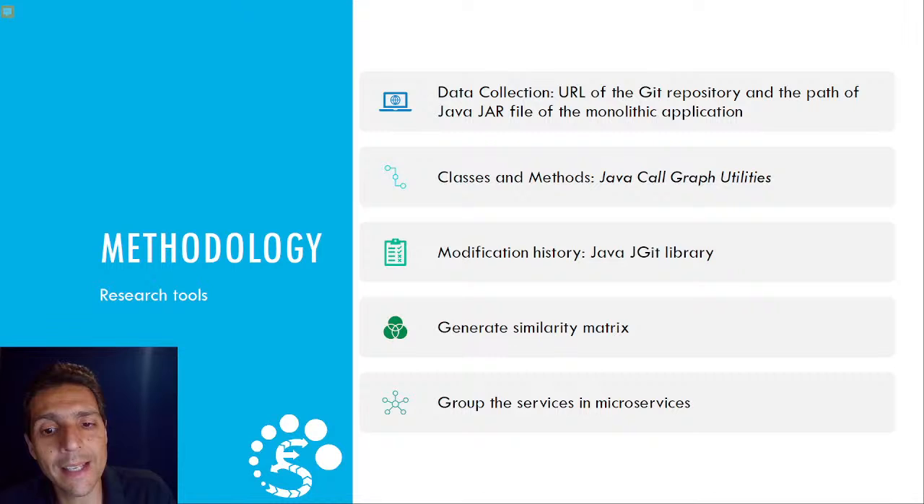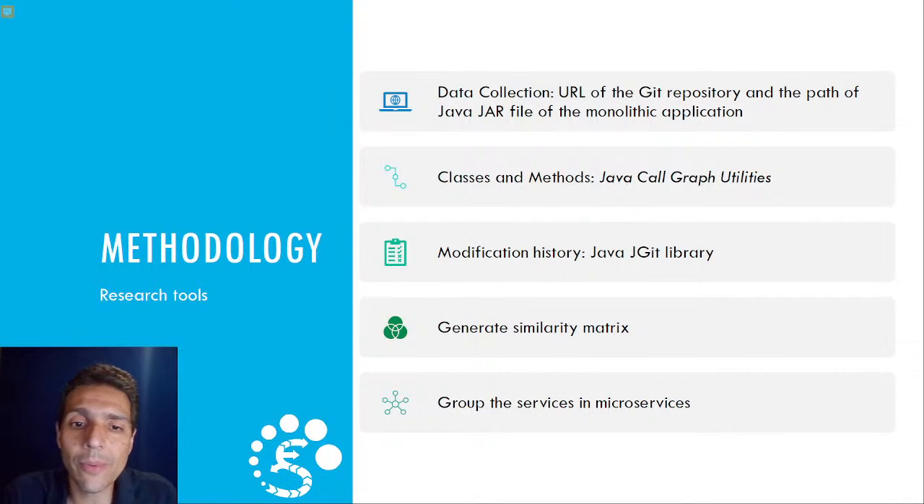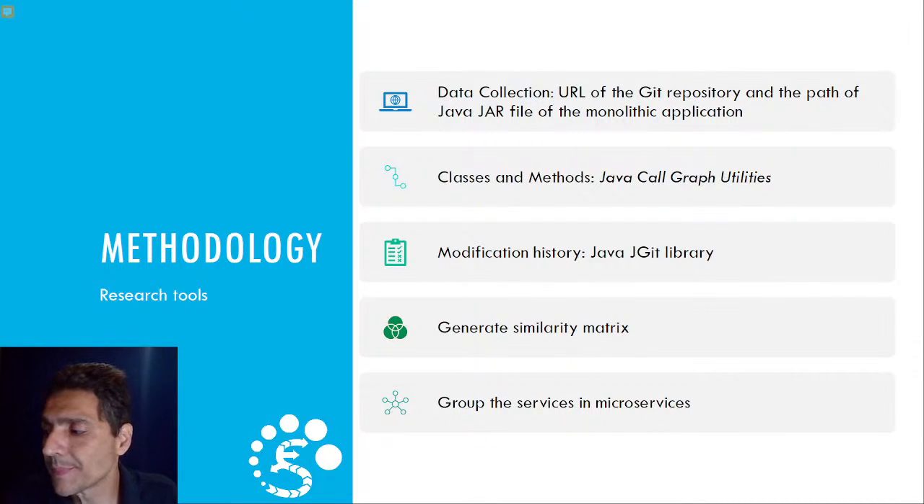Finally, with these dependencies, we generate the similarity matrix between these suggestions of microservices, these microservice candidates. This is before the clustering, and then we start clustering the microservices based on this similarity graph in a hierarchical manner. So this is how we approach the problem.